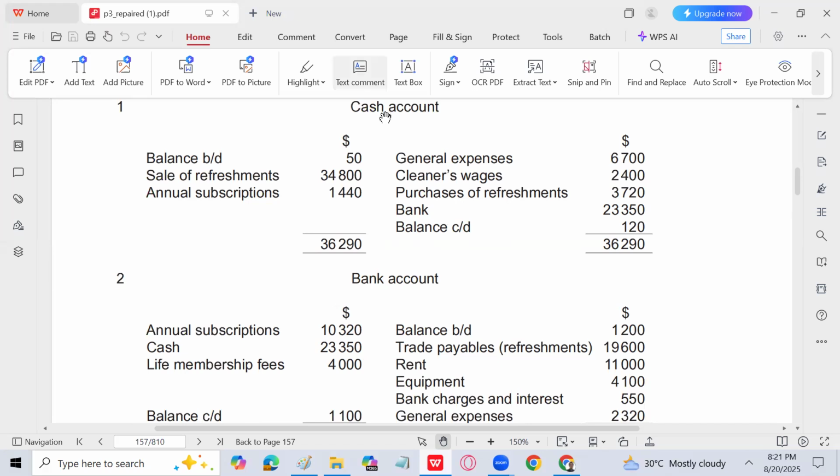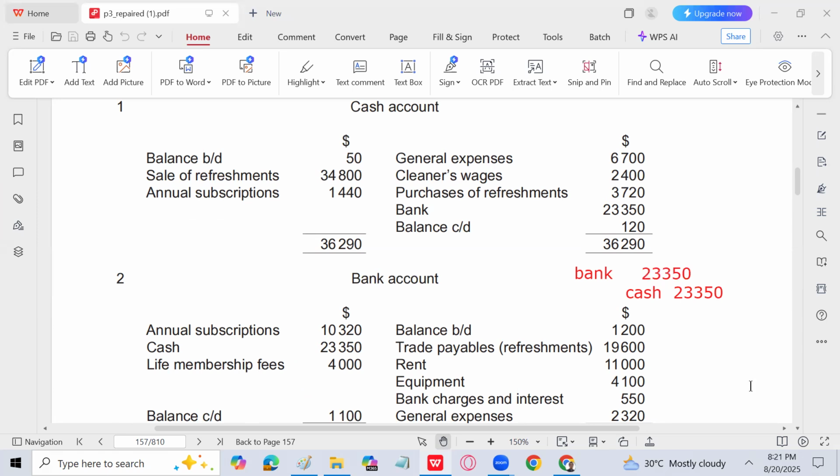What is this entry? This entry is this, that we have deposited some cash into the bank. We have paid cash into the bank. That's why cash is going to be credited by 23350 and bank is going to be debited by 23350. So remember this entry. Sometimes he wants us to prepare the cash account or bank account to find any missing figure, and sometimes the amount is paid into the bank from cash, or sometimes the amount is paid from the bank into cash.